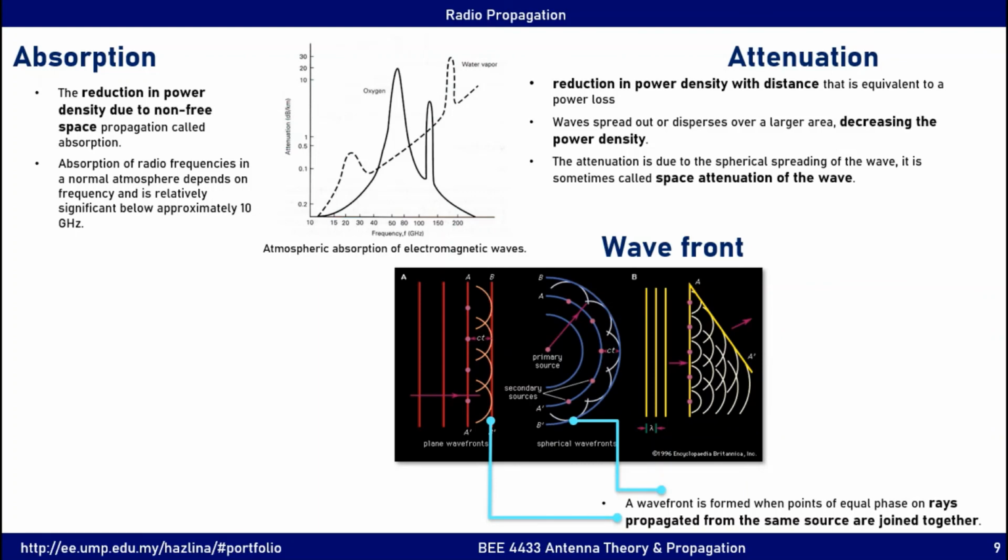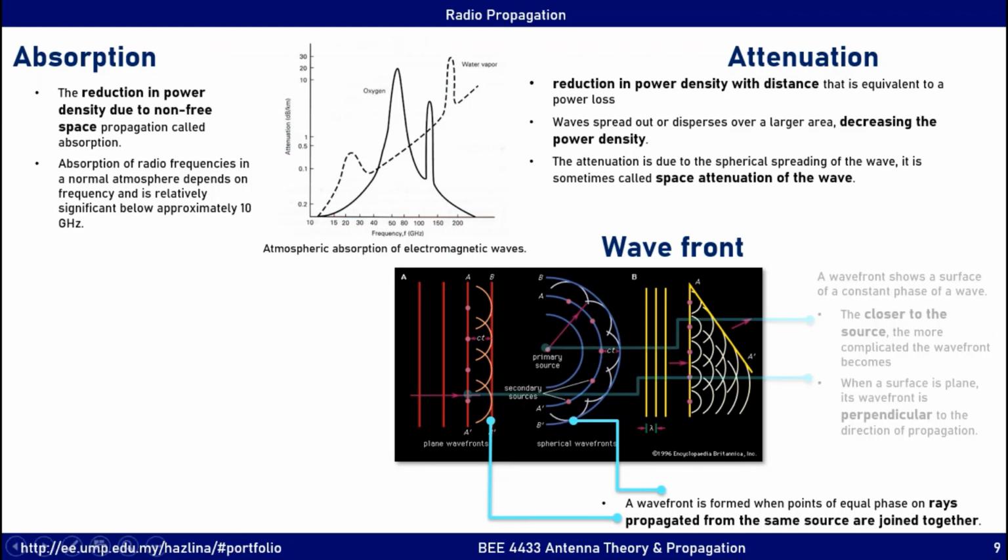A wave front is formed when points of equal phase on rays propagated from the same source are joined together, as shown here. A wavefront shows a surface of a constant phase of a wave. The closer to the source, the more complicated the wavefront becomes. When a surface is plane, its wavefront is perpendicular to the direction of the propagation.